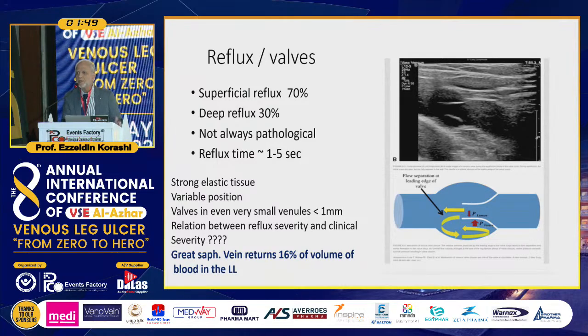Valves, as you all know, allow one direction, but the controversial issues are: why are there valves in extremely tiny venules? And the last controversial issue is the importance of the great saphenous vein. The message, the pressure, and remember that.